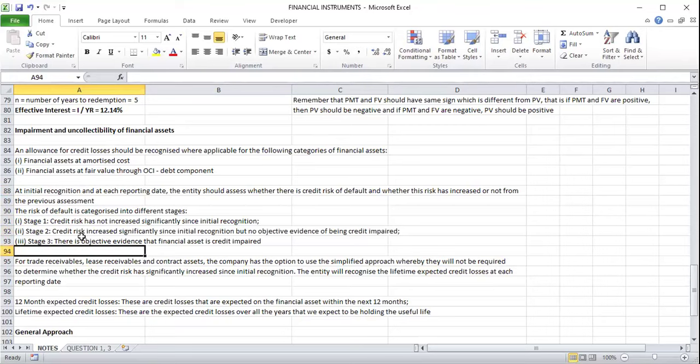Then number 3, there is objective evidence that a financial asset is credit impaired. Number 2, it's subjective. We're saying it's likely, but number 3 now is objective. That means there is solid evidence that your financial instrument has been impaired. For example, there's been communication from the liquidator about the amount that is likely to be received. There's an announcement of liquidation. That becomes objective evidence.